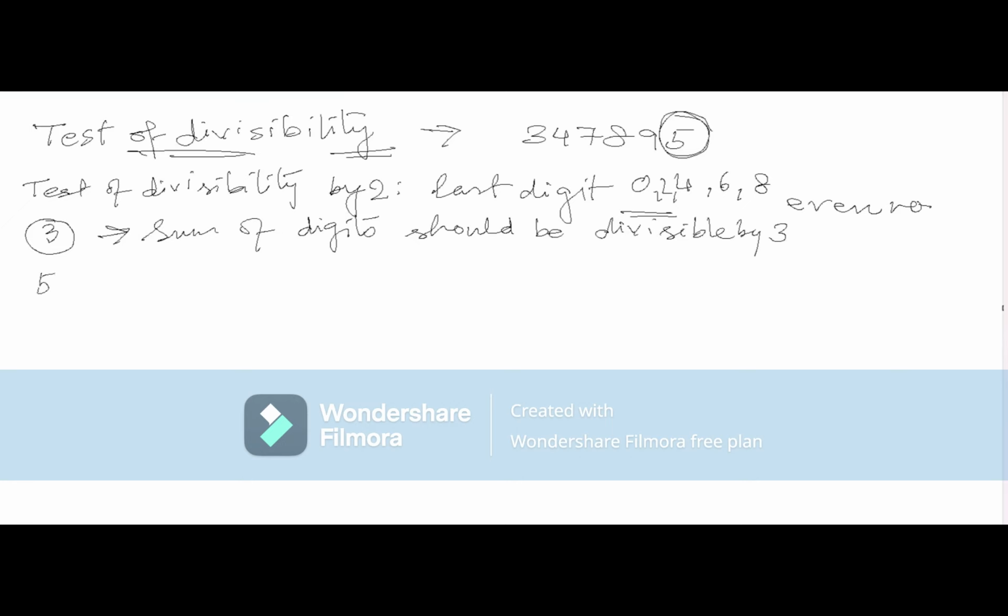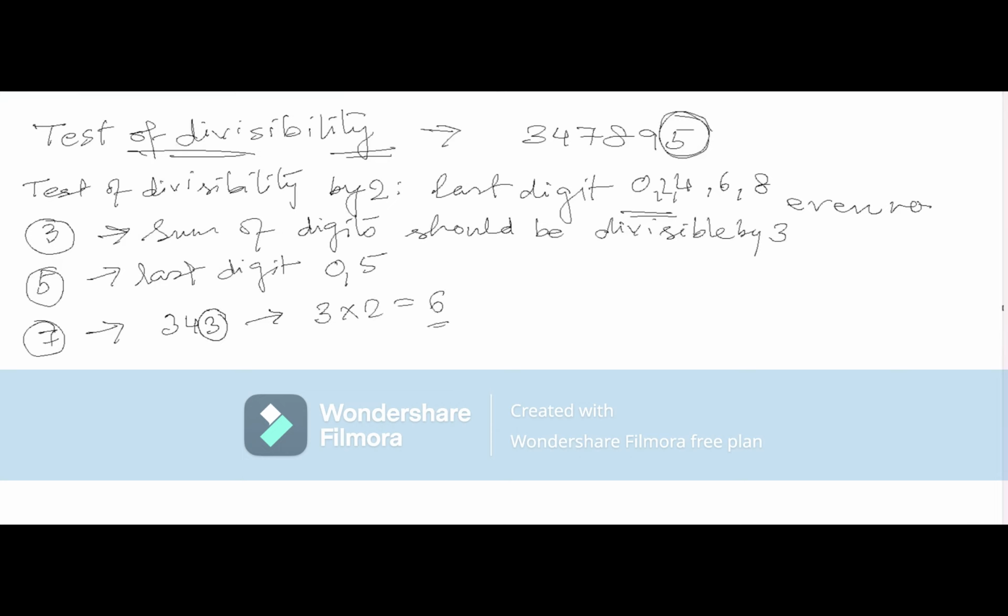Next prime number is 5. The last digit should be 0 or 5. Then divisibility by 7. If I take a number which is to be tested for divisibility by 7, I will take out the last digit. Let us take 343. I take the last digit and multiply the last digit by 2.